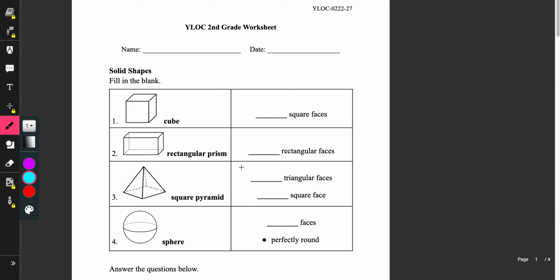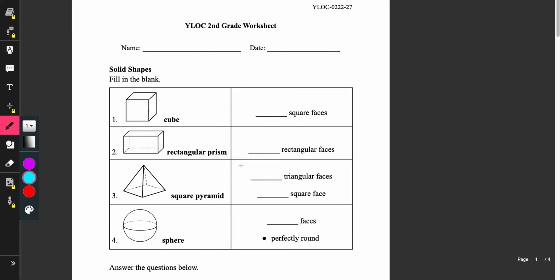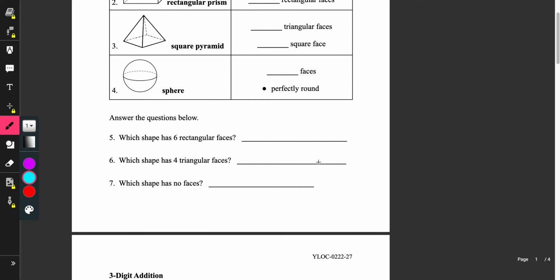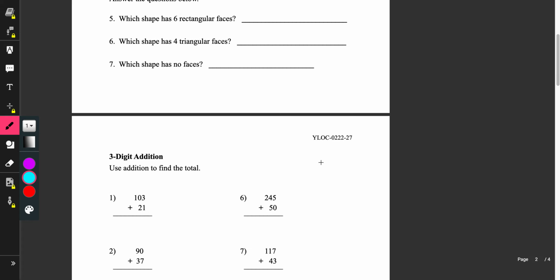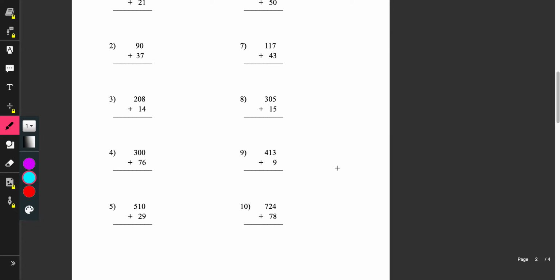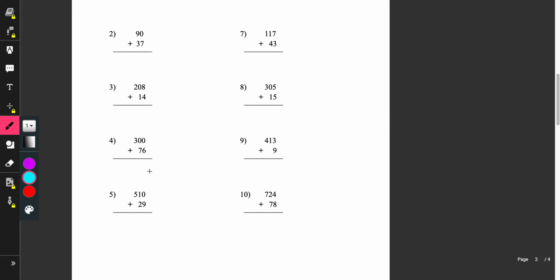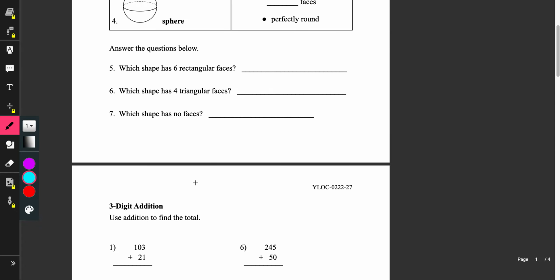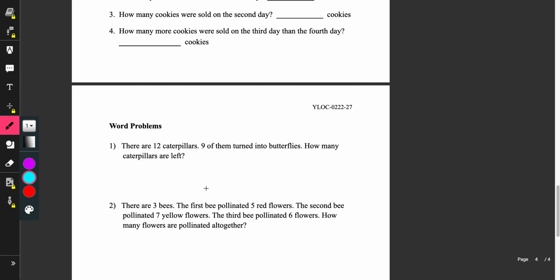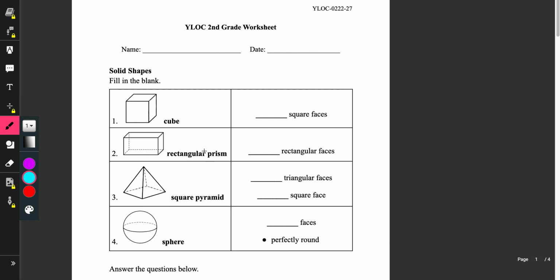My name is Christopher and I'll be doing YLOC second grade worksheet lesson 27. What we'll be covering today are solid shapes, three-digit addition, and line plot and word problems. So let's start off with solid shapes.